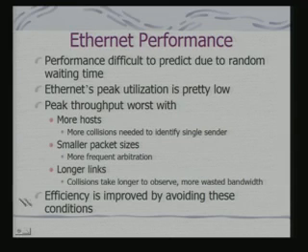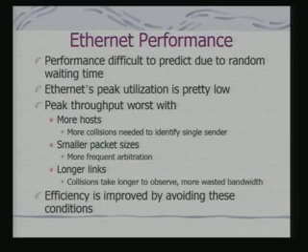Peak throughput can become worse if you have more hosts, because there will be more collisions. If you have smaller packet sizes, then the frequency with which hosts try to send packets will be more, hence more collisions. Longer links can also be a source of problem, because collision is detected on reading the packet. If there are longer links, collisions will take longer to observe, so there will be an unnecessary wastage of bandwidth. So, efficiency can be improved by avoiding these conditions.